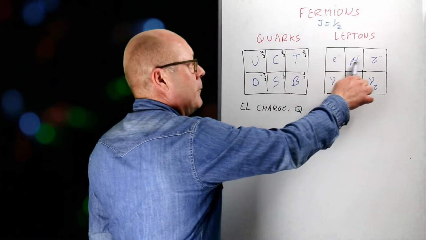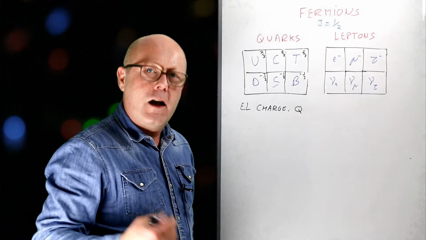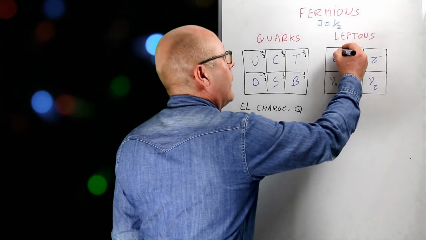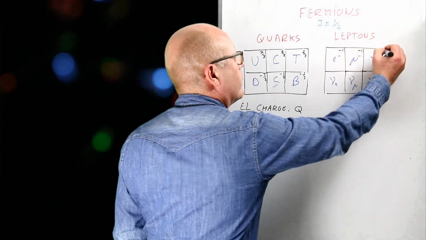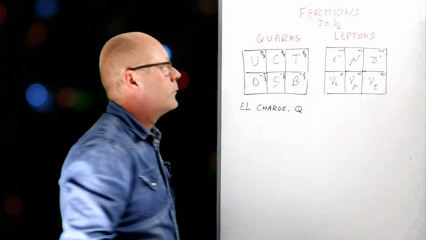The electron type of particles, i.e. the electron, the muon and the tau, have got an electric charge of -1, while the neutrinos are not charged. 0.